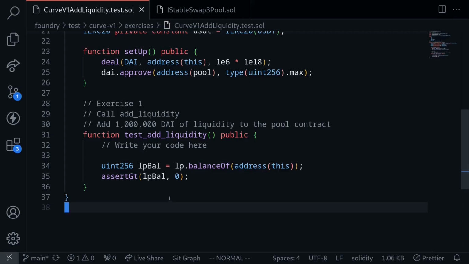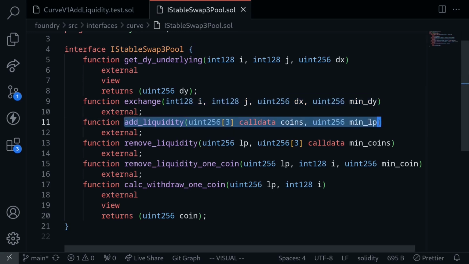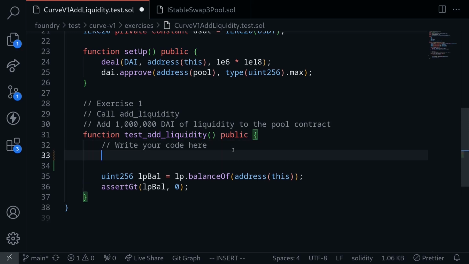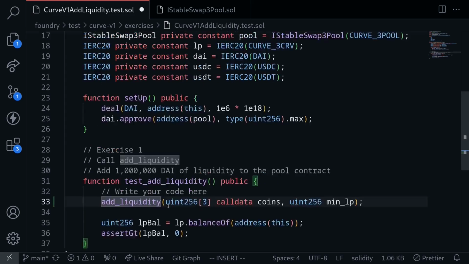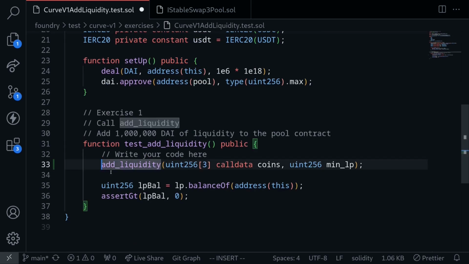Let's go through the solution for exercise 1 of adding liquidity to Curve V1. The function that we'll need to call is called add liquidity. And how do we call this function? I'll navigate to the iStableSwap3 pool interface, and then this is the function that we'll need to call, so I'll copy this, and then we'll paste it here. And before I forget, I'll put a semicolon here, and the contract that we'll need to call, if I scroll up, the StableSwap3 pool contract is initialized as a variable called pool. So the contract that we need to call here is pool.addLiquidity. And then we'll need to pass in these parameters.